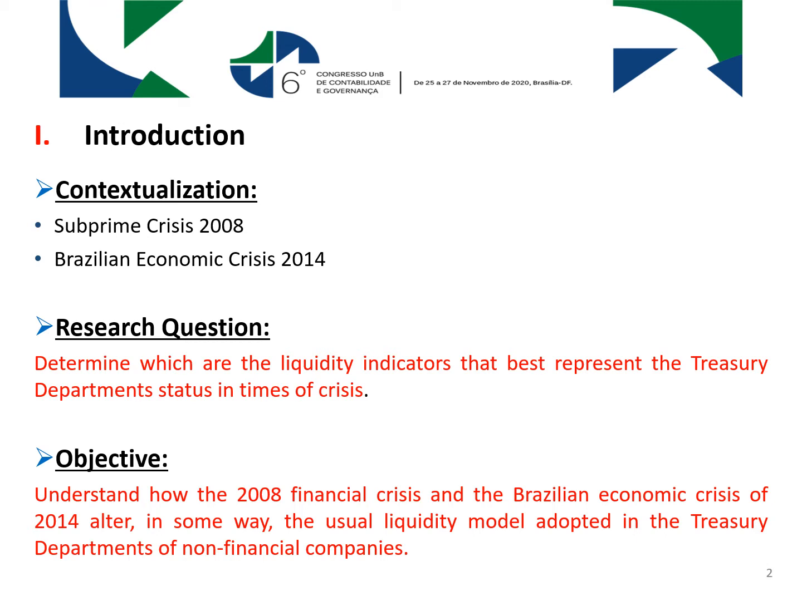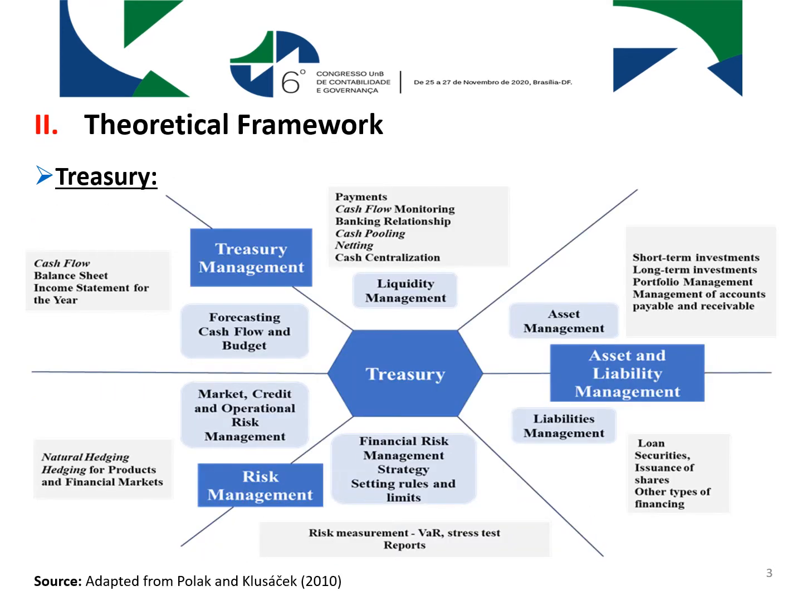Two crisis periods were identified in Brazil between 2008 and 2018. With this scenario, companies increased their concern with the behavior and impacts of liquidity in the Treasury departments. The research question: determine which liquidity indicators best represent the Treasury Department status in times of crisis. The objective: understand how the 2008 financial crisis and the Brazilian economic crisis of 2014 altered in some way the usual liquidity model adopted in the Treasury Department of non-financial companies.